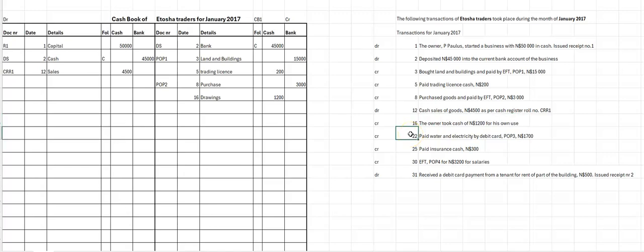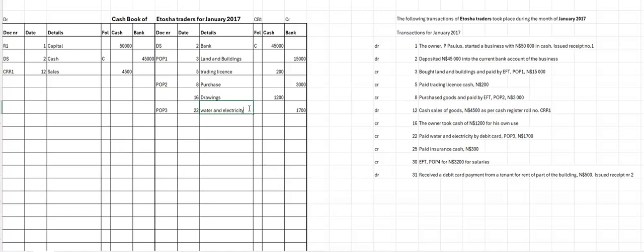Okay, now let's look at number 2, the next transaction on the 22nd. 22nd is a credit transaction. Paid water and electricity by debit card. POP number 3. There is a document number. So POP number 3. Okay, and how much is it? It is 1,700 on the debit card. So the bank will decrease with 1,700. What did we buy? We paid for water and electricity. You write it out. Electricity.